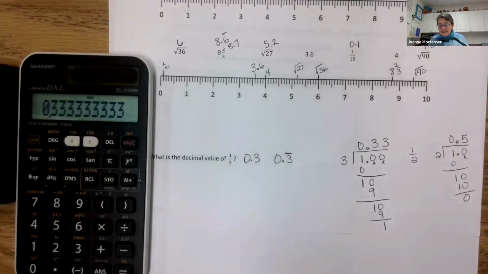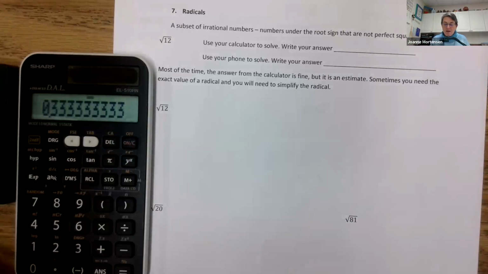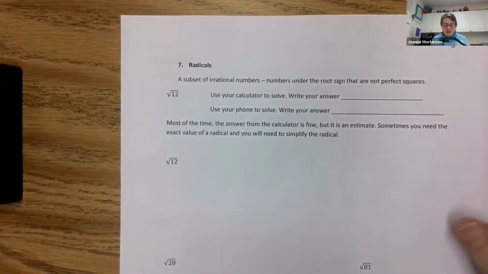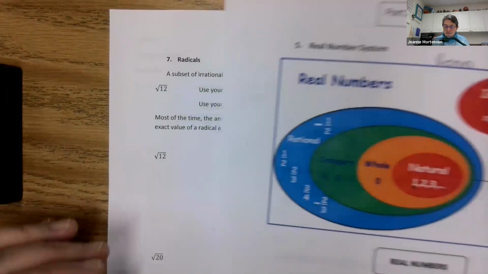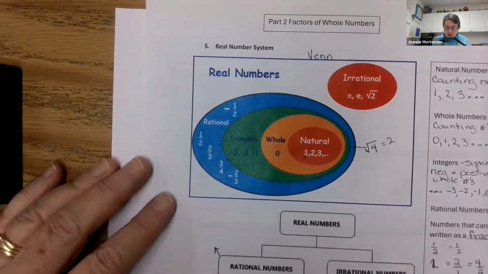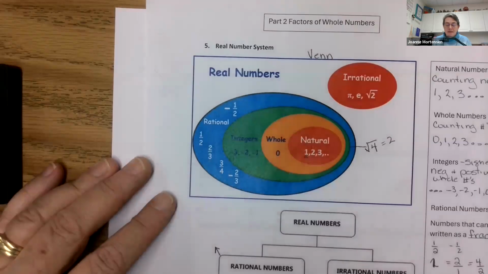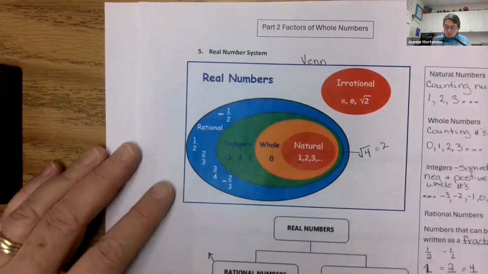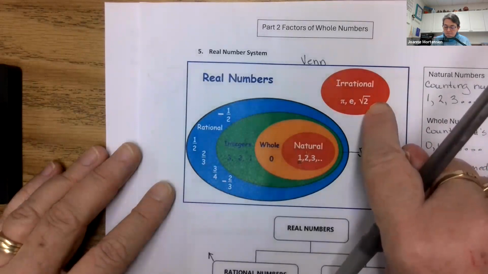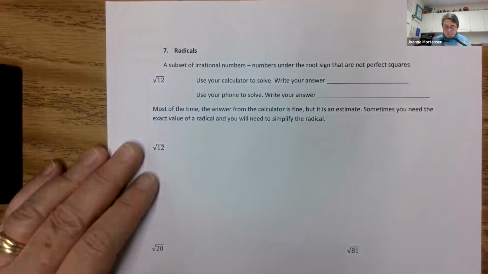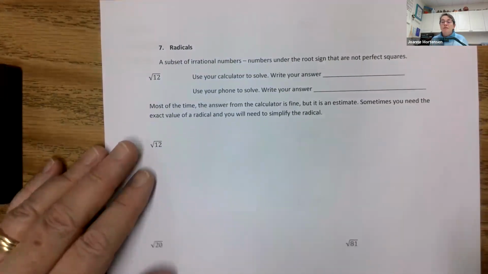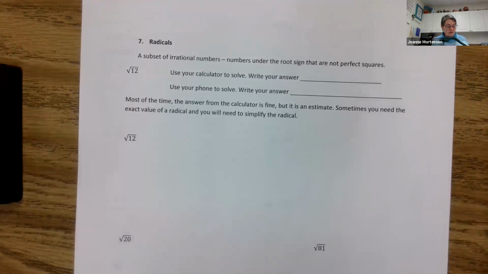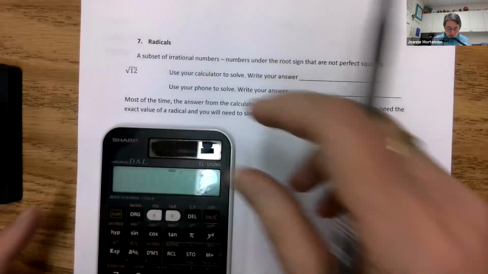And now on to today's lesson. Okay, radicals. Radicals are a subset of irrational numbers. The numbers under the square roots are not perfect squares. So all the stuff we did before were nice perfect squares. Now, let's do the square root of 12.